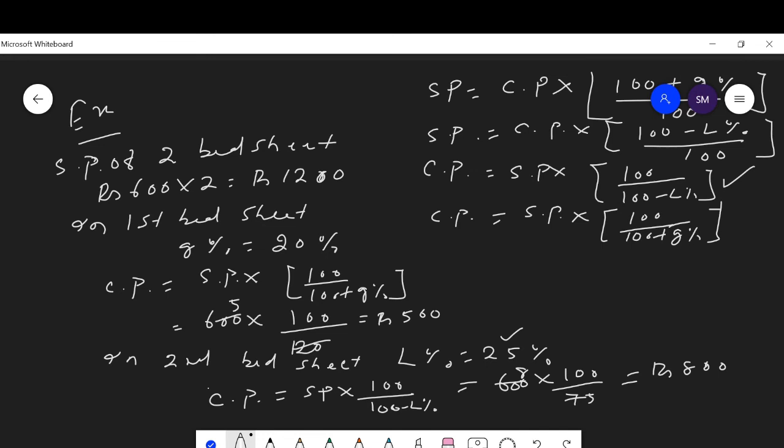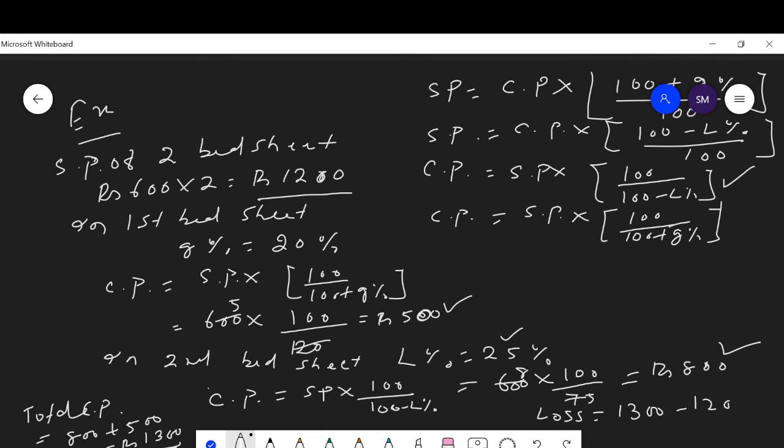Then total CP: one bed sheet CP 500, another 800. Then total CP, total cost price, is equal to rupees 800 plus 500, which is equal to rupees 1300. But total SP is 1200, total CP is 1300. Then loss is equal to 1300 minus 1200. In total transactions there will be a loss of rupees 100.